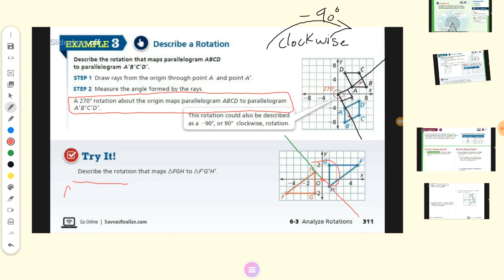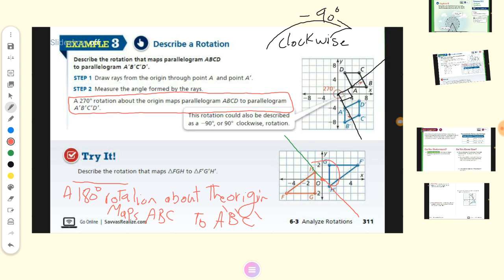So we rotated 180 degrees. So we can call it a 180 degree rotation about the origin, this is the description, that maps A, B, C, D to A dash, B dash, C dash. That's it. This is how to describe this rotation.